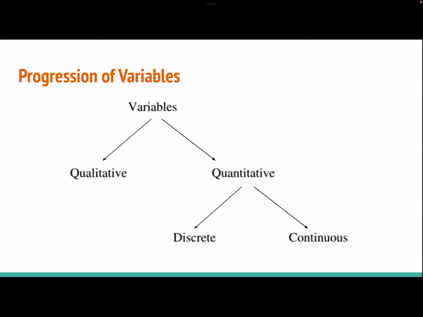So the progression that you could look at this is that we have variables. Variables are either qualitative, there's a quality, some type of characteristic that can be measured, or there's a quantitative value that can be measured. And within the quantitative measures, it's either discrete, which is counting numbers, or it's continuous, which could be represented by any number, including decimals.